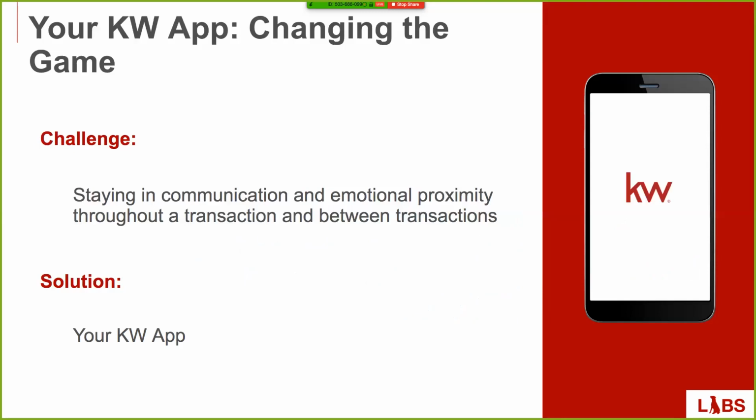This is basically about how we stay in touch with our clients and keep an emotional proximity. Does everybody know what that is? Emotional proximity is essentially how you keep in touch with your client after the transaction, or during the transaction. Texting, phone calls, right? Sometimes those fall through the cracks. The KW app is going to help you keep top of mind with your client throughout the whole transaction.